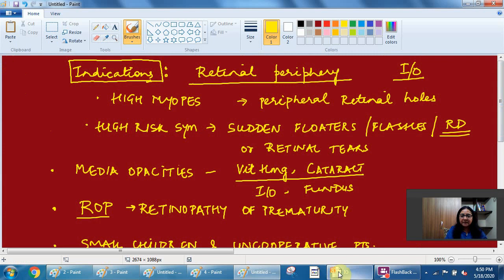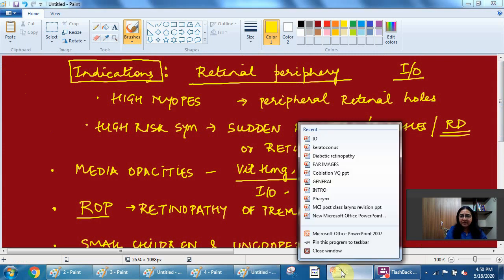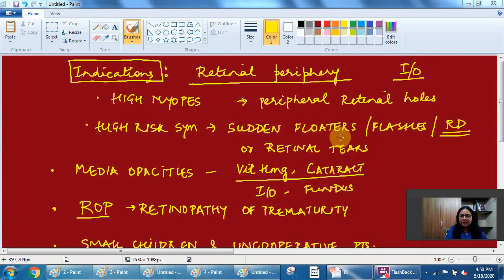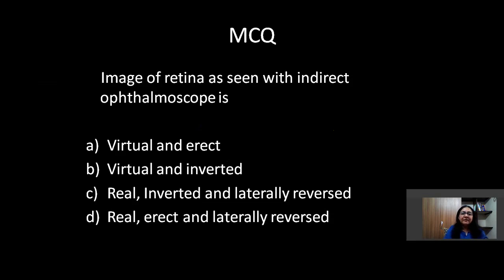So now we will come to certain MCQs and I hope that we will be able to solve these MCQs nicely. So first MCQ: the image of retina as seen with indirect ophthalmoscope is virtual, erect; virtual and inverted; real, inverted or laterally reversed; real, erect or laterally reversed. So we saw the image in indirect ophthalmoscope which is formed is a real image, it is an inverted image, and it is a laterally reversed image. So choice C is the correct answer in this question.